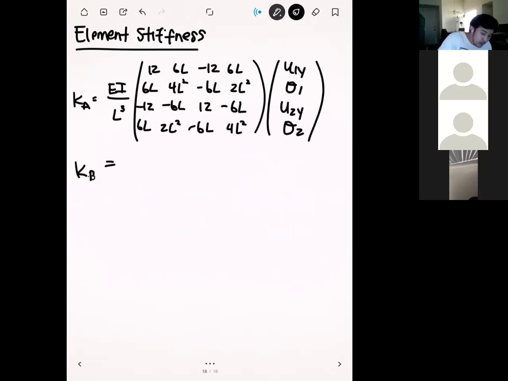Element B will be the same thing. We assume that all the properties are the same, so I'm not going to rewrite it again. But the nodes that they act on are different. We're going to have U2y, theta 2, and then U3y and theta 3, because element B is acting on nodes 2 and 3. Now that we have the element stiffness matrices, we can go ahead and assemble.